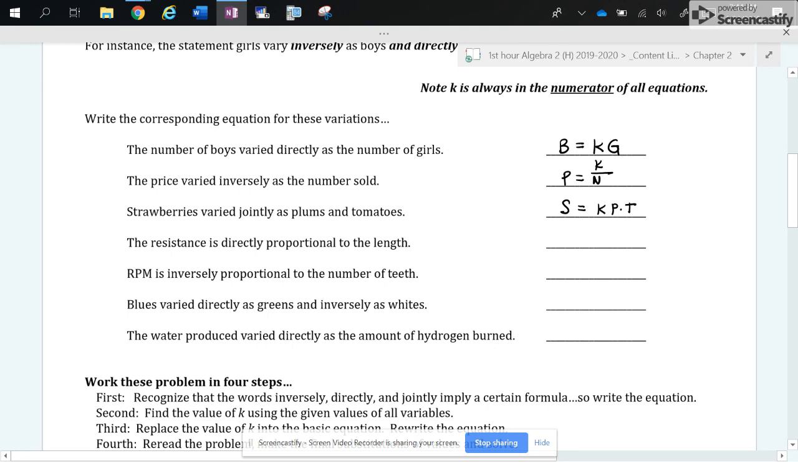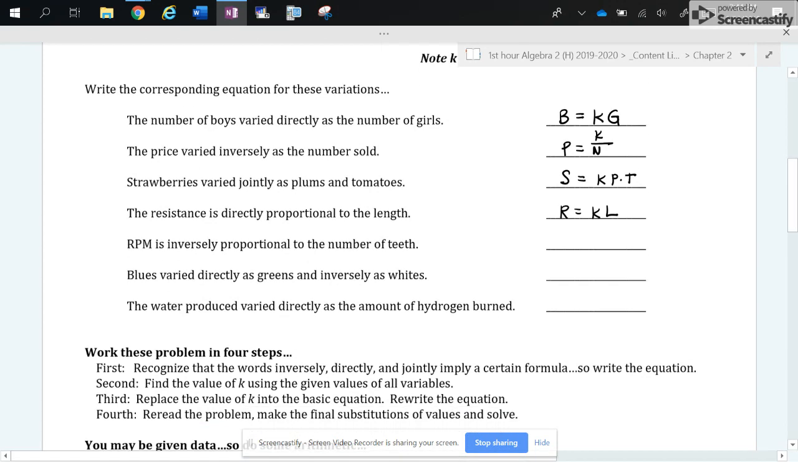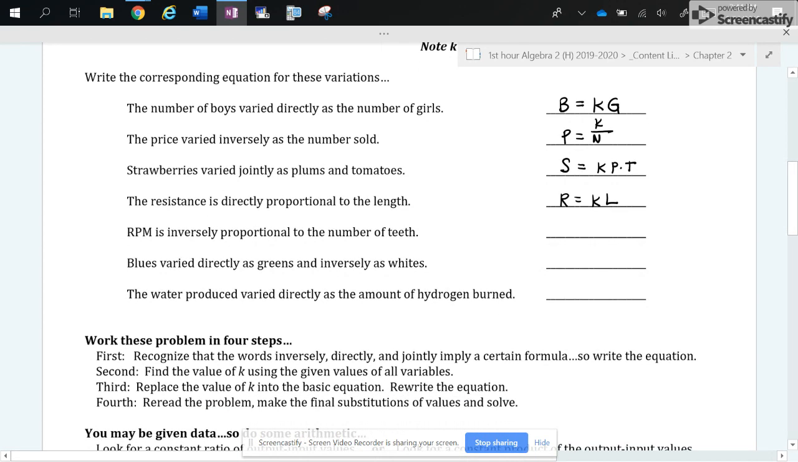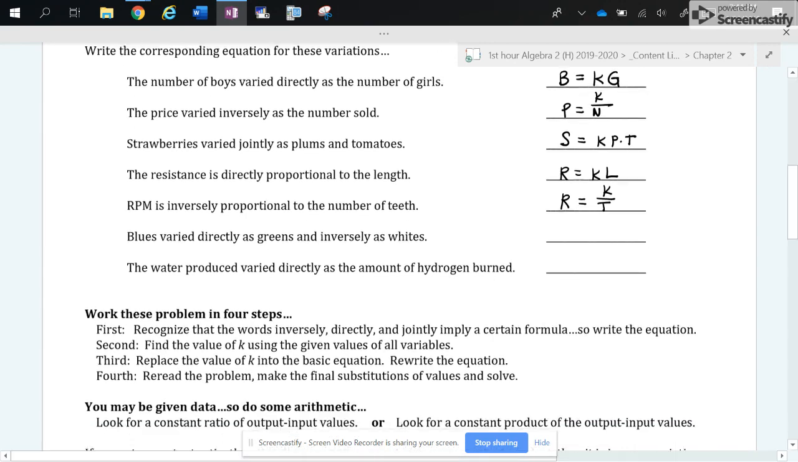The resistance is directly proportional to the length, which means direct variation. Varies directly as and is directly proportional to mean the same thing. RPM is inversely proportional to the number of teeth. So inversely proportional means the same thing as varies inversely as.